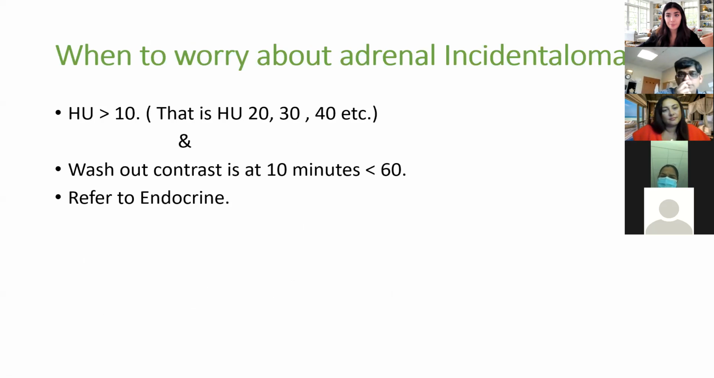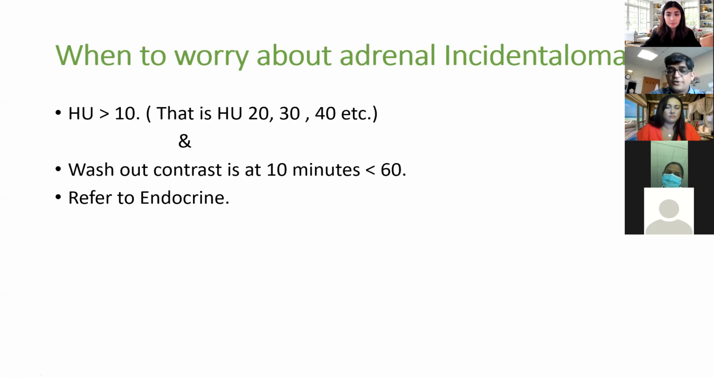So when do we need to worry about these incidental findings? There are two scenarios where we need to worry about them. Number one, a non-contrast CT scan with a Hounsfield unit that is greater than 10. So that means if the Hounsfield units are reported as 20, 30, 40, and so on and so forth, that means that the mass is dense.